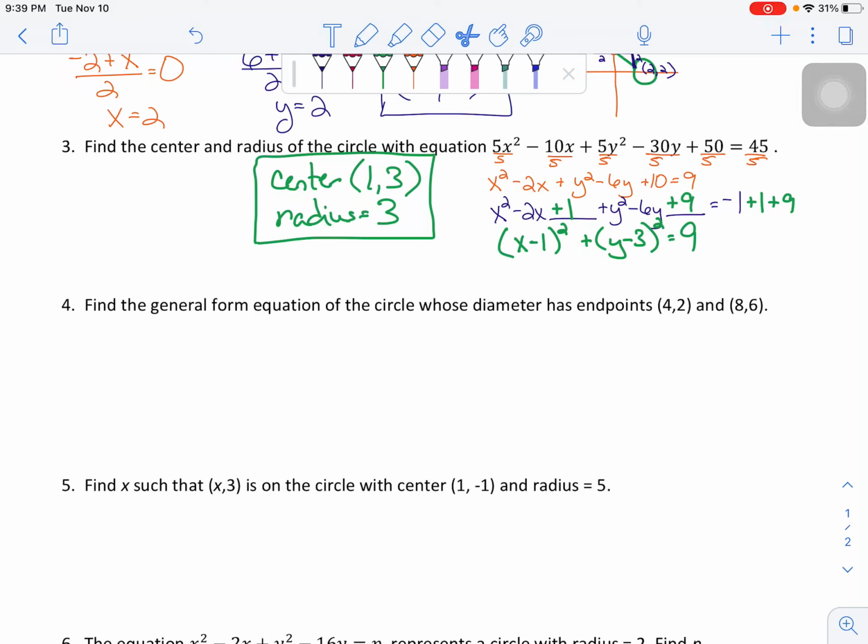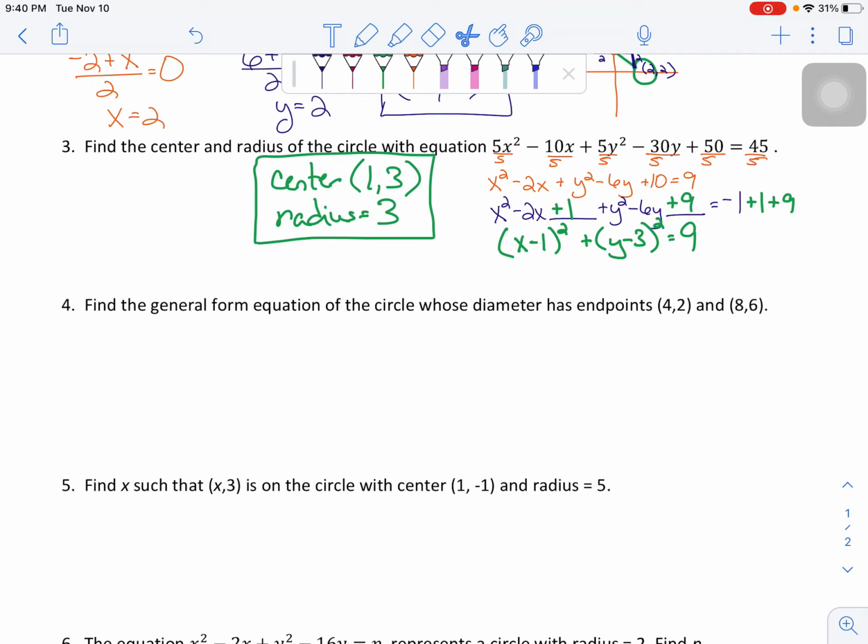So this is the second video of the advanced circle notes. We're going to start with problem number 4. Problem number 4 is set up just like problem number 1 from the previous video. Basically, we have the endpoints of a diameter, which means we're going to need to find the center and the radius, and we're asked to put the equation in general form.